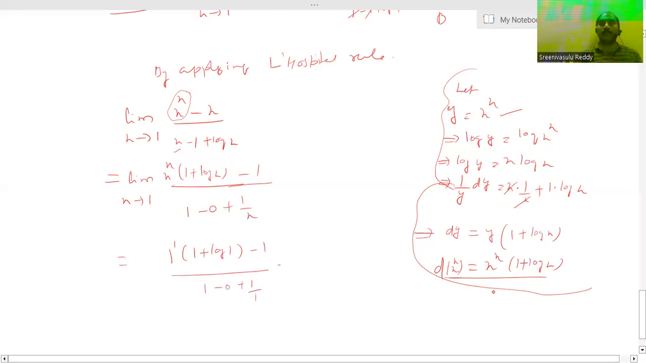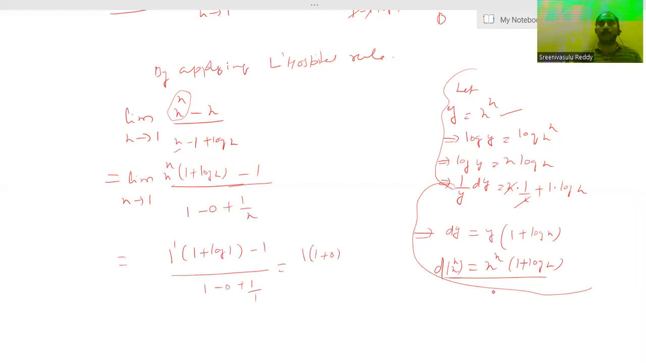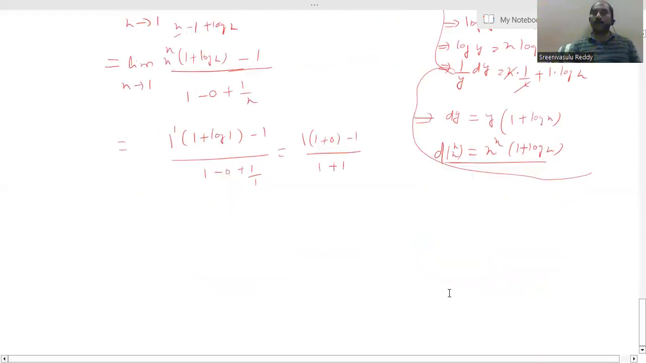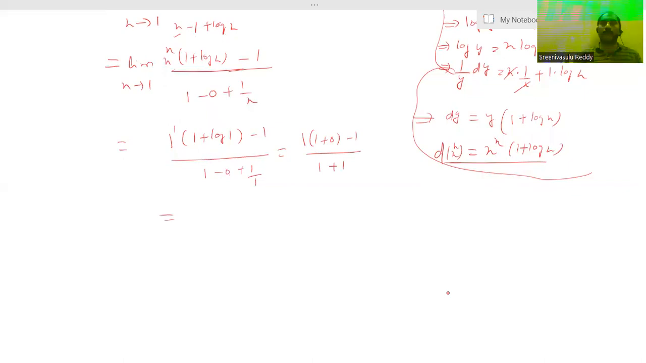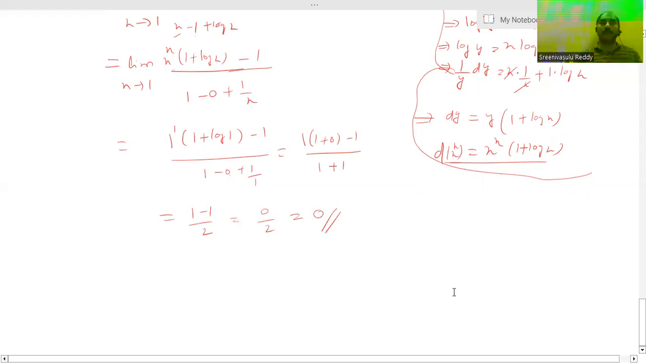Once again we check for the 0 by 0 form. 1 into 1 plus 0 minus 1 by 1 plus 1. In the denominator, 1 minus 0, 1 plus 1 by 1 means 1, 1 plus 1 total 2. What about numerator? Numerator value is 1 plus 0 means 1, 1 into 1 means 1, 1 minus 1 by 2. That implies 0 by 2. 0 by 2 is not a 0 by 0 form. 0 by finite value implies this value is 0. Therefore, this limit value is 0. This is the second problem.